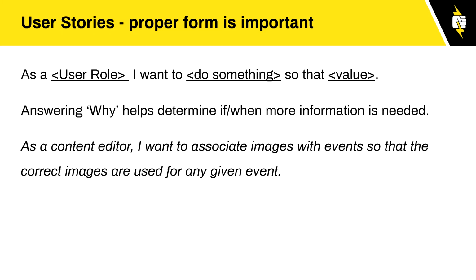So the proper form is pretty important on these. As a user role, I want to do something so that a value is provided. Answering why helps determine if and when more information is needed. So as a content editor, I want to associate images with events so that the correct images are used for any given event. Okay, that's better, but really, could you deliver on that with certainty? Could you scope this properly? Do you know what's in scope, what's out of scope? Not really.